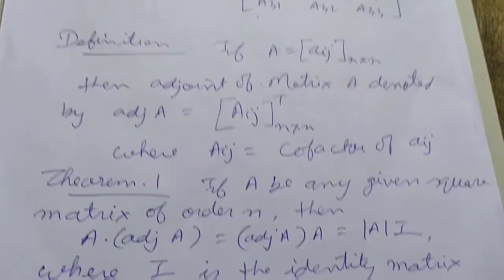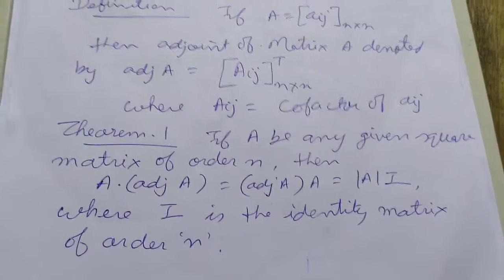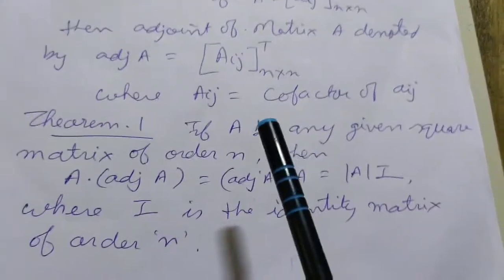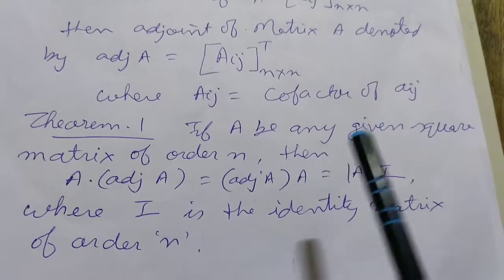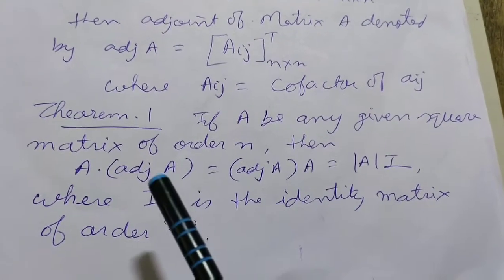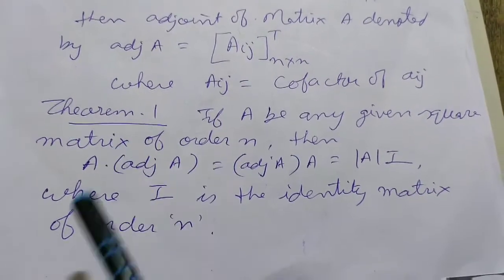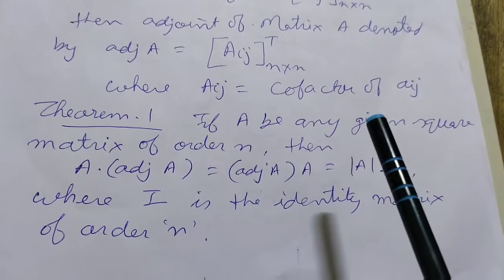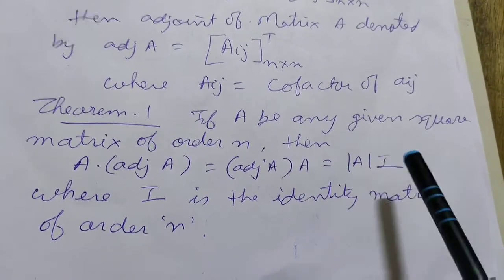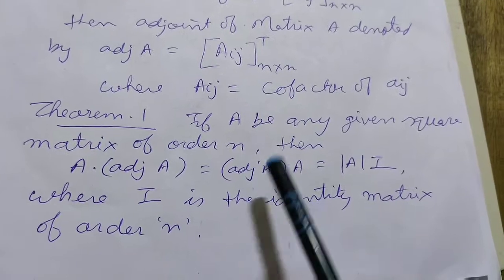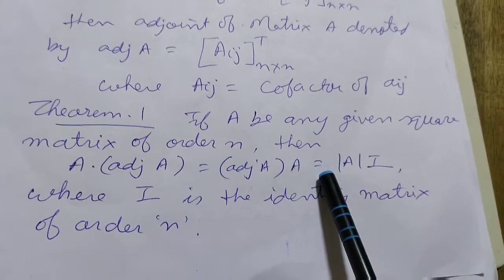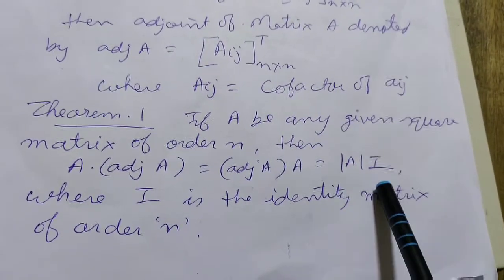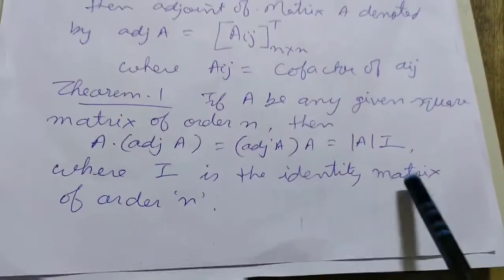Now, some theorems we are having, the proofs of which are not in the syllabus of class 12. The first one is, if A is any given square matrix of order n, then A times adjoint of A, if you multiply A with the adjoint of A, the answer will be equal to determinant of A into I. Similarly, if you multiply adjoint of A with the square matrix A, then again it will be equal to determinant of A multiplied by I, where I is the identity matrix of order n.